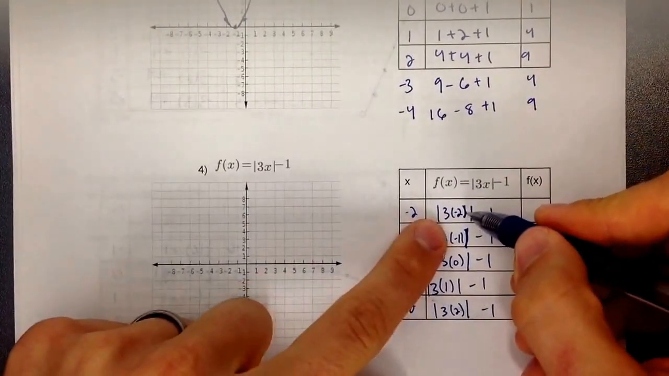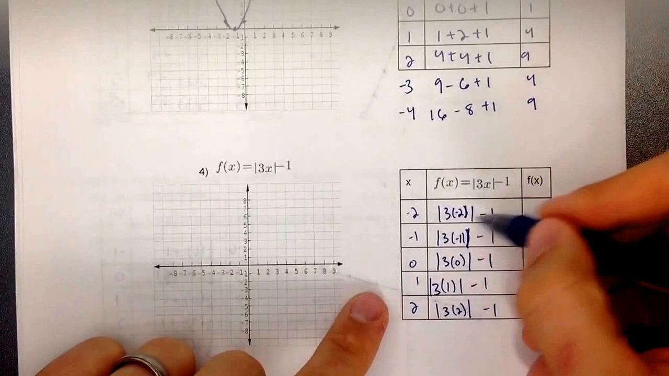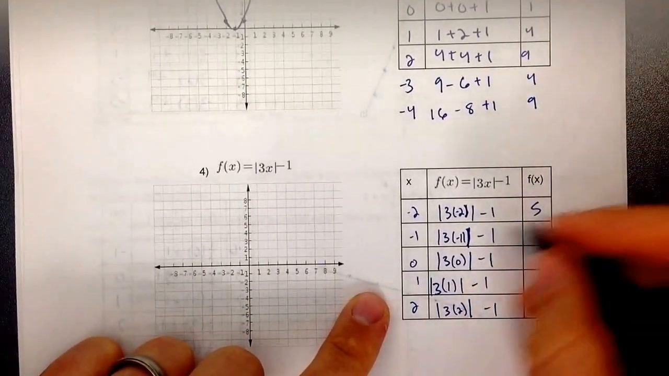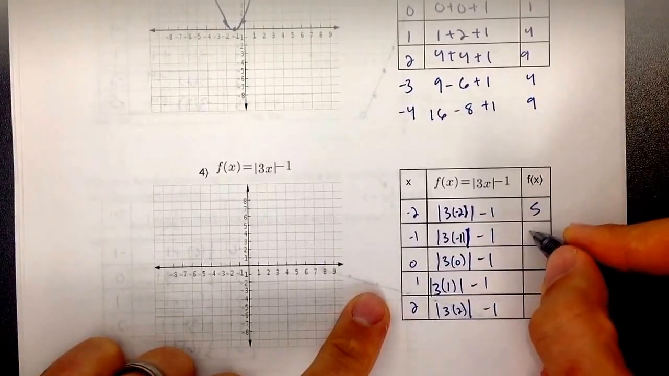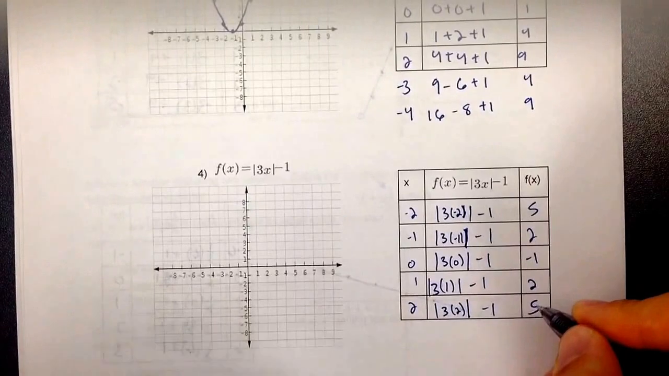So this is -6. Absolute value is 6. -6 is 6 units away from 0, so it changes to a +6. -1 is 5. We have 3 minus 1 is 2. And then we have 0 minus 1 is -1. And then we'll go 2 and 5 again.